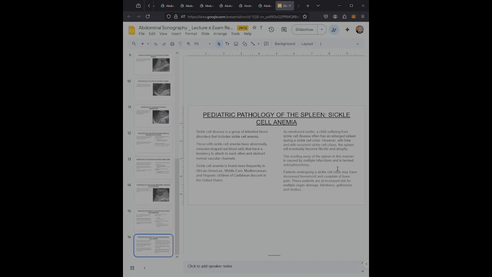The spleen in the case of sickle cell anemia will eventually become fibrotic and atrophy, and the wasting away of the spleen in this manner is caused by multiple infarctions. We call this autosplenectomy. Patients undergoing a sickle cell crisis may have decreased hematocrit and may complain of bone pain, and these patients are at increased risk of multiple organ damage, blindness, gallstones, and strokes. Thank you.